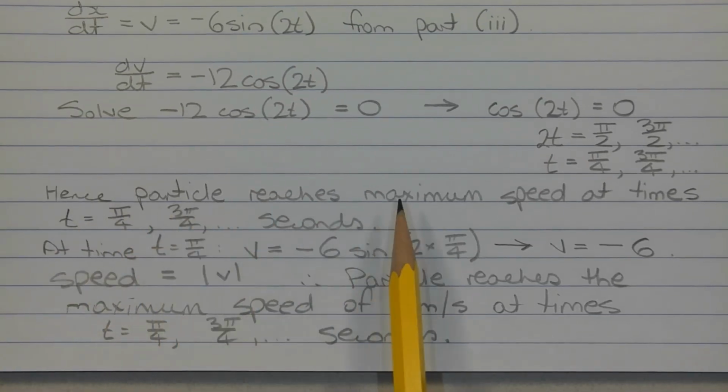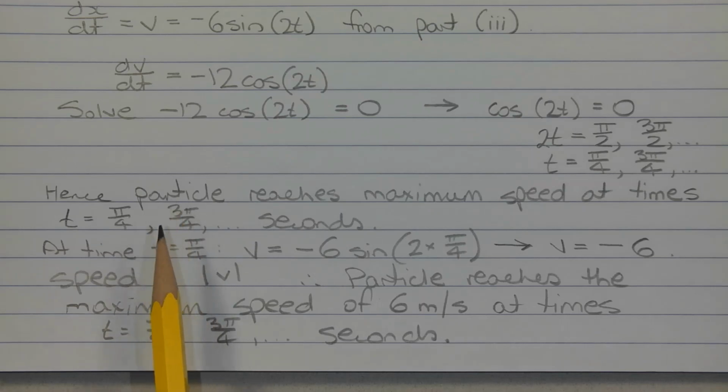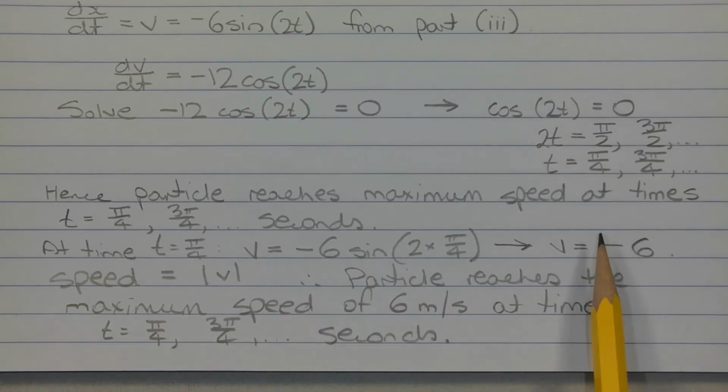Hence, the particle reaches maximum speed at times t equals pi over 4, 3 pi over 4, and so on seconds. Now, at time t equals pi over 4, that is the particular time that I've chosen to find the speed of the particle, we get v is equal to -6 sine 2 times pi over 4. Now 2 times pi over 4 is pi over 2, and sine of pi over 2 is 1. -6 times 1 is equal to -6, so the velocity of the particle is equal to -6.